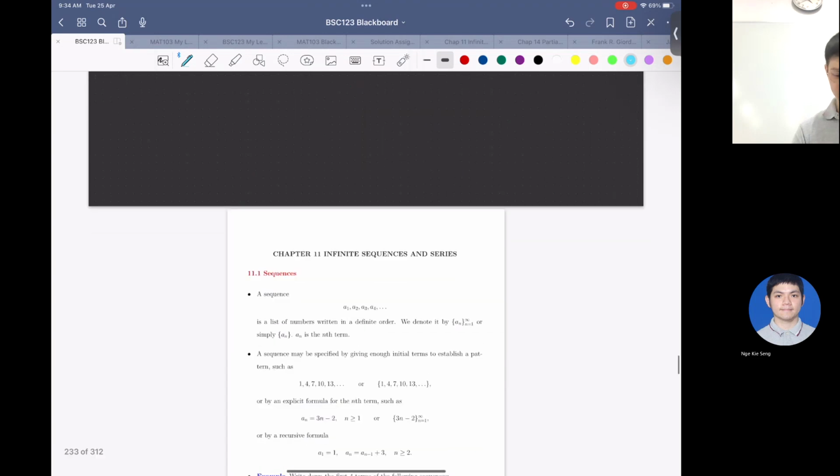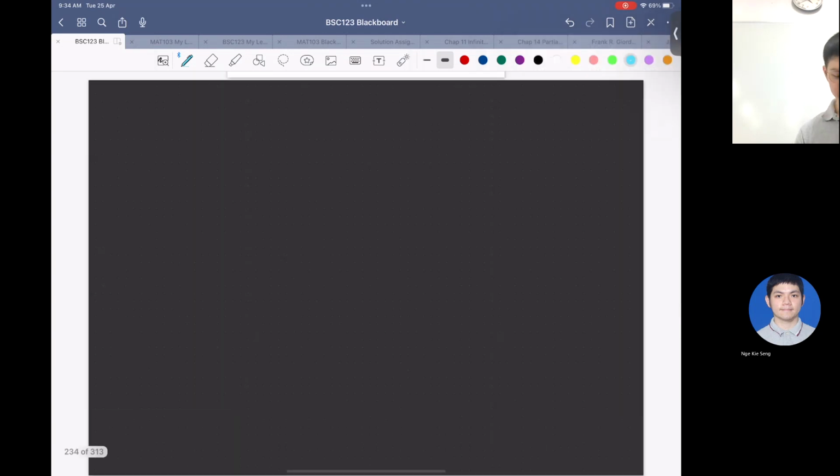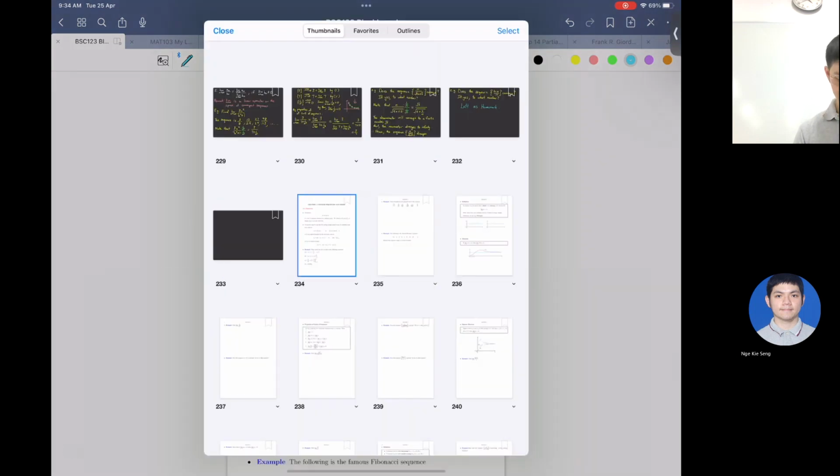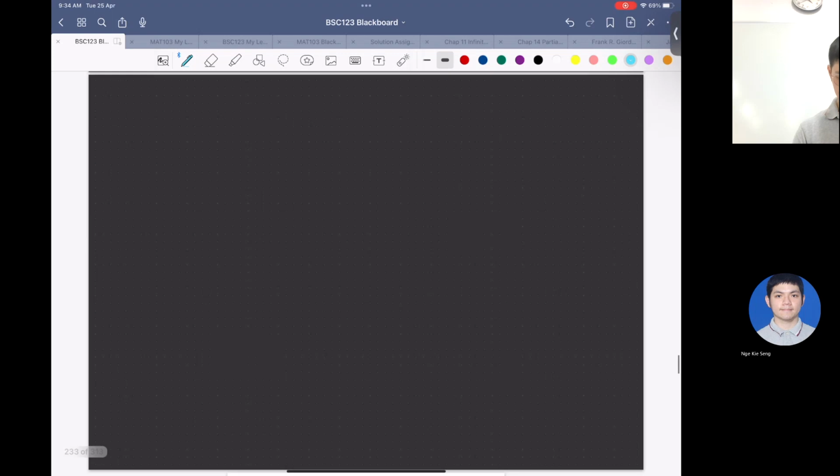Okay, so next, we got theorem 3.2 now. Please write this down. We have theorem 3.2, which we call the squeeze theorem.